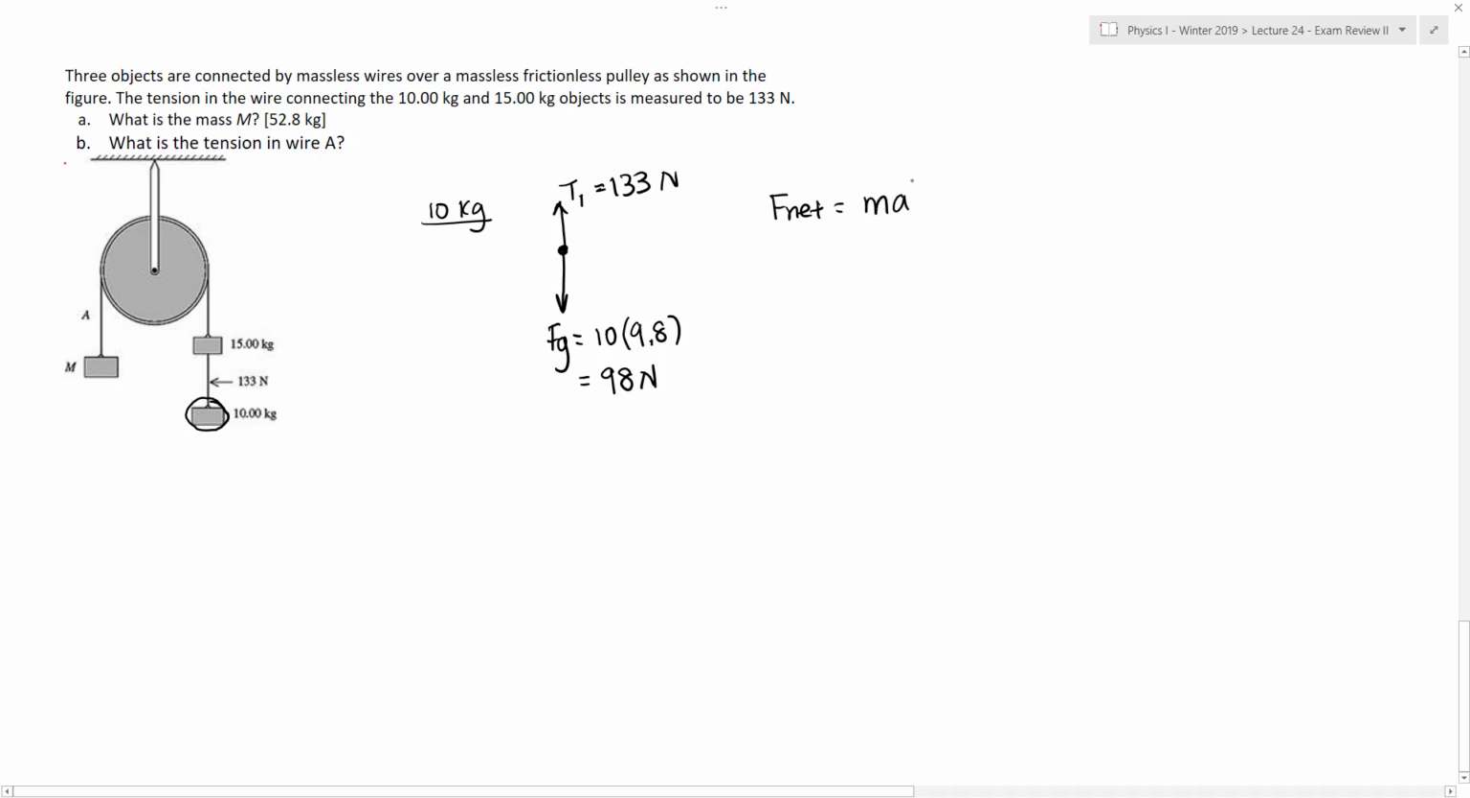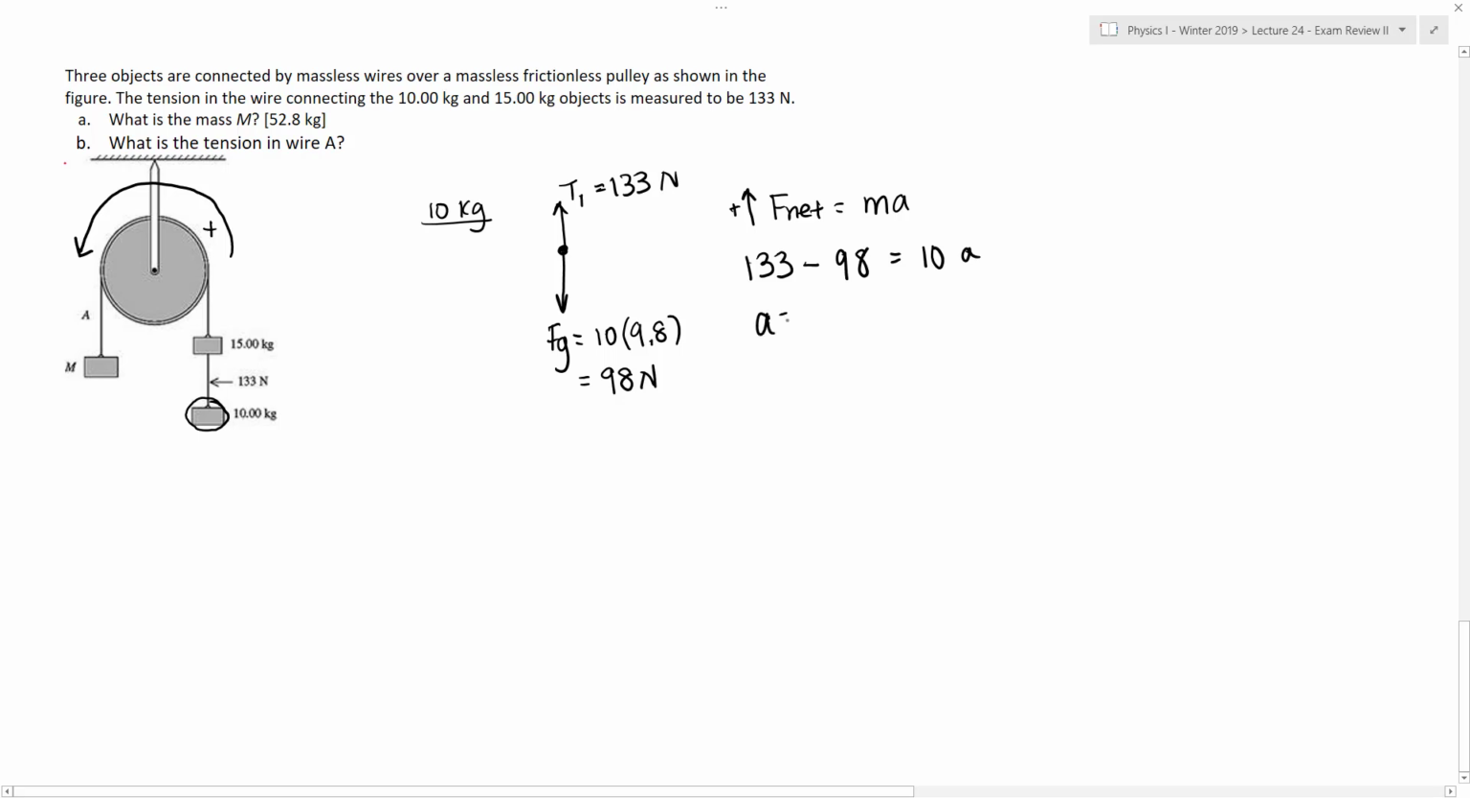Well, we can see just by looking at this that T1 is bigger than Fg, so the object is going to accelerate upwards. So we're going to say that in the case of just the 10 kilogram object, up is the positive direction. What is our F net? We have one force pointing up, one force pointing down. We're saying that up is positive because that's the direction it's actually going to be moving. So we have the positive force, 133, minus 98, since it's pointing downwards, equals the mass of the object, 10, times its acceleration.